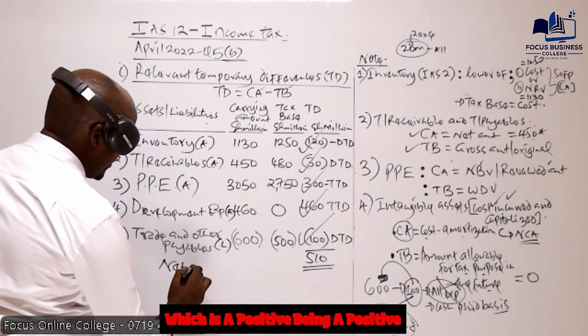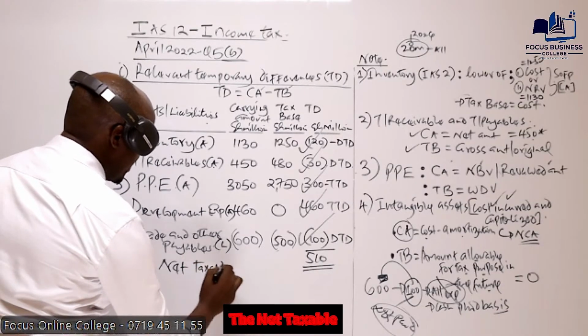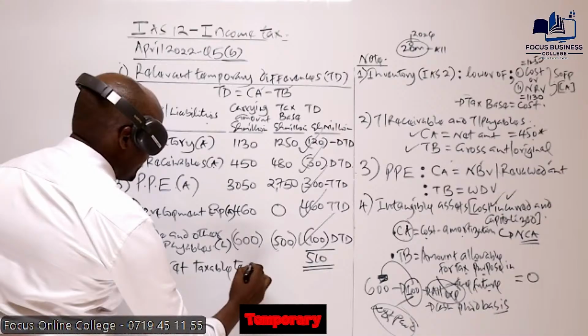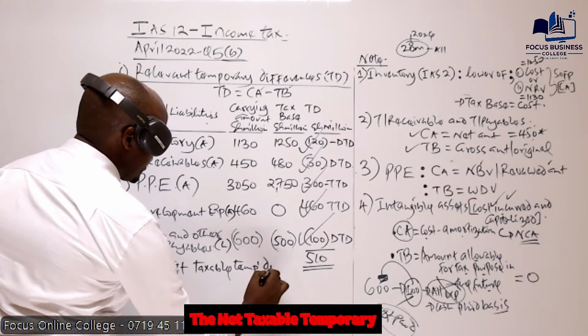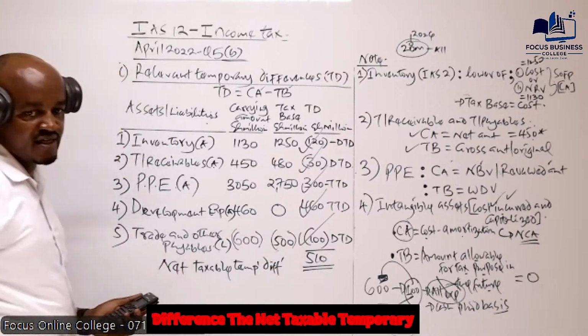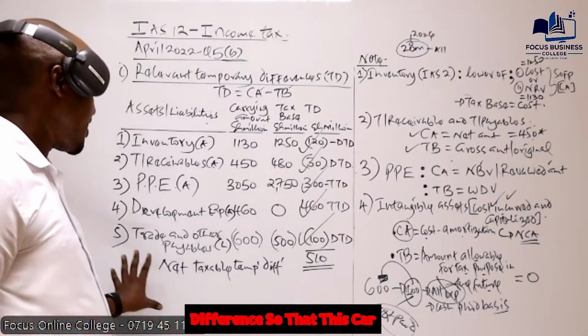Being a positive, that one would be known as the net taxable temporary difference. The net taxable temporary difference. So that basically was what was required.